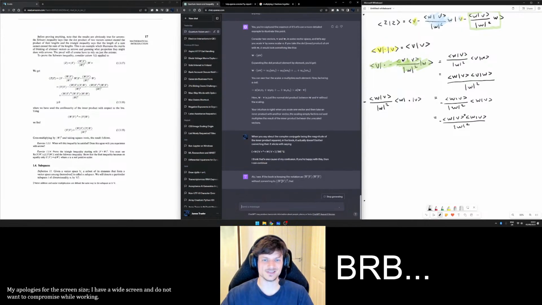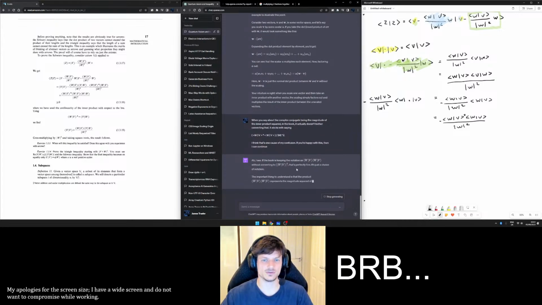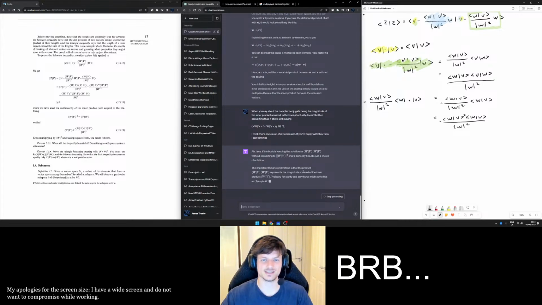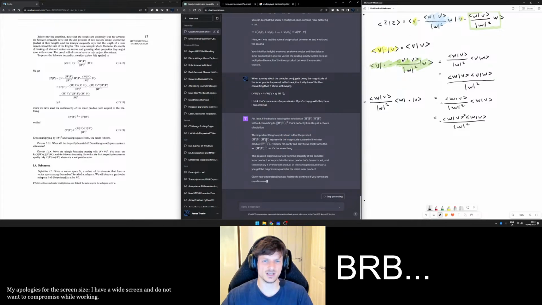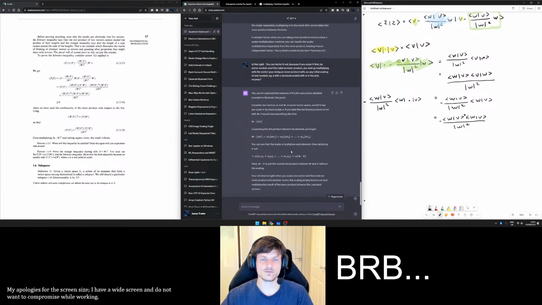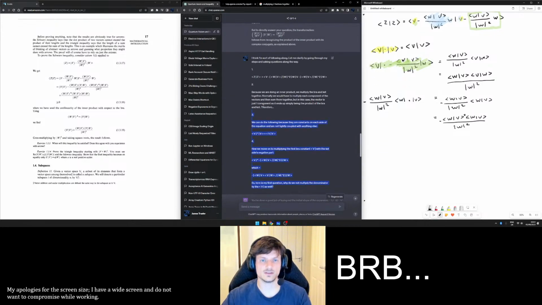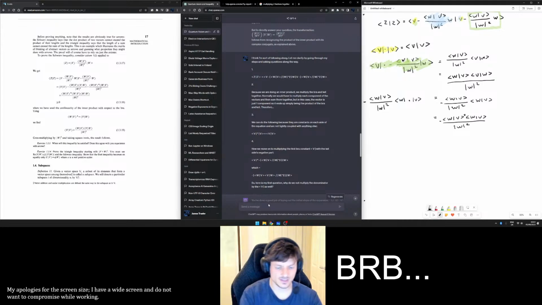If the book is keeping notation without converting, that's perfectly fine. It's just a choice of notation. The important thing to understand is that the product represents the magnitude squared of the inner product. Typically for clarity and brevity we might write this as a magnitude squared, but it's the same thing. The important thing to understand is that the product of the two inner products represents the magnitude squared of the inner product. So the next question is, so rewriting this, let me try again.